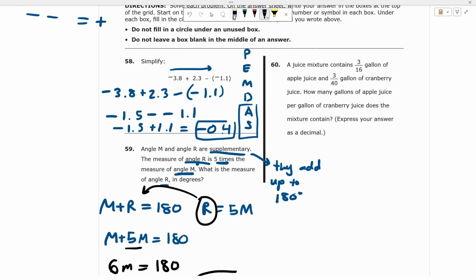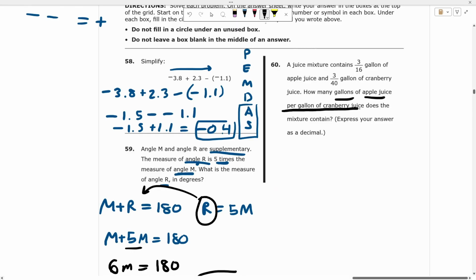Right, number 60 says that a mixture contains 3/16 gallons of apple juice, 3/40 gallons of cranberry juice. How many gallons of apple juice per gallon of cranberry juice does the mixture contain? So here we're dealing with a ratio, okay? Whenever you're dealing with mixtures, it's usually a ratio. That's how we get drinks to taste the same, no matter if it comes in a 2-liter bottle, a 1-gallon bottle, or a small can, right? Everything follows a kind of big ratio, right? And that's always going to be true.